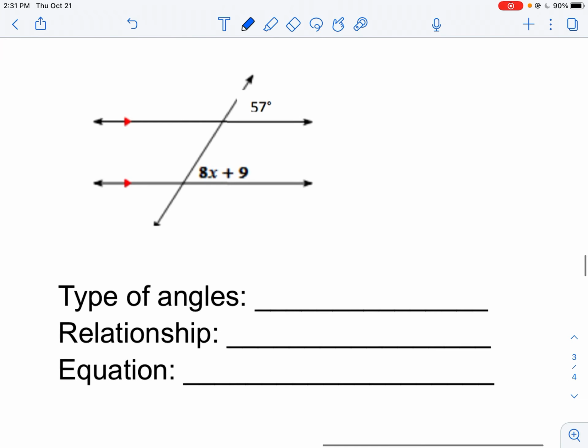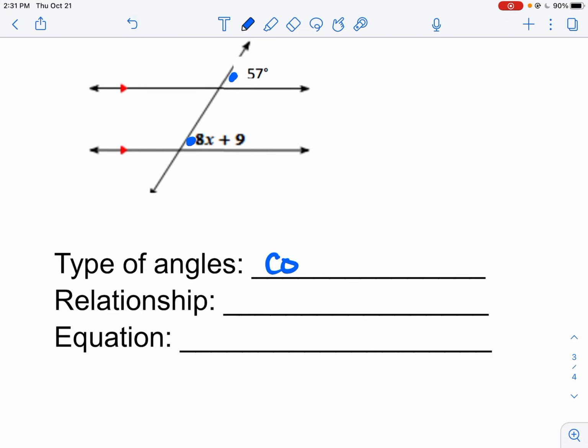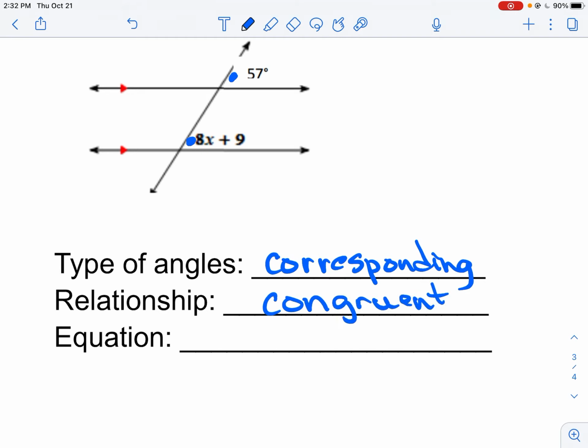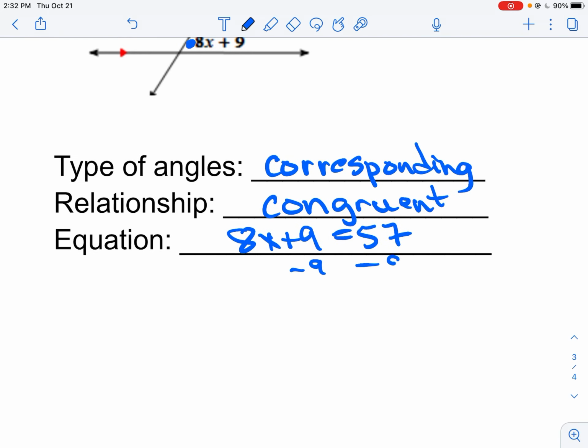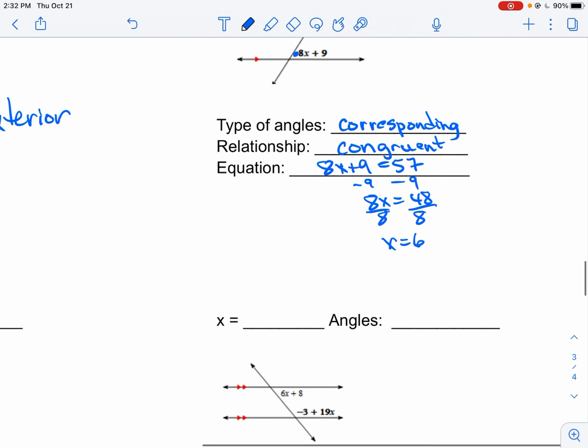Okay, so let's go to this next one. This angle right here and this angle right here, they're sitting in the same spot, the top right-hand side of the transversal on each parallel line. So that means that these are corresponding, or congruent to each other. So I take 8x plus 9 and I set it equal to 57. I subtract 9 from both sides of the equal sign and I get 8x equals 48. Divide by 8 and get x equals 6. We said they're congruent to each other, so isn't the angle that's missing 57?